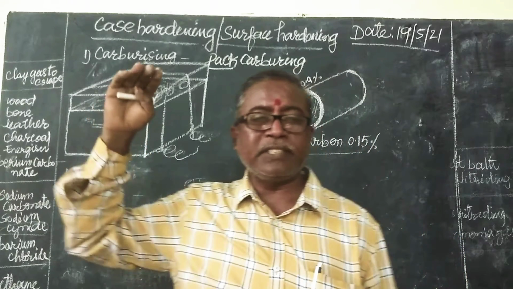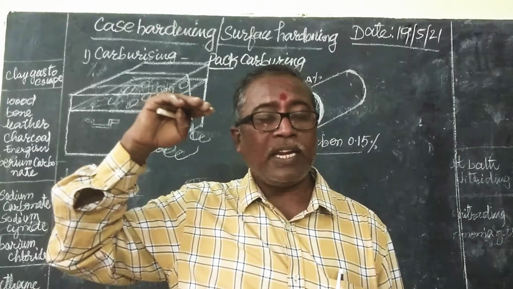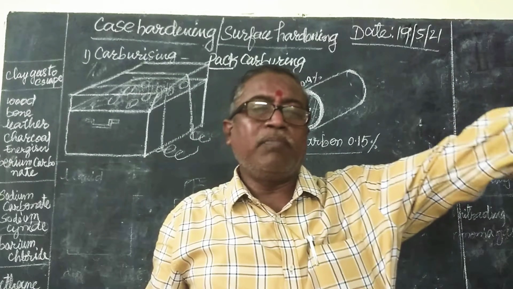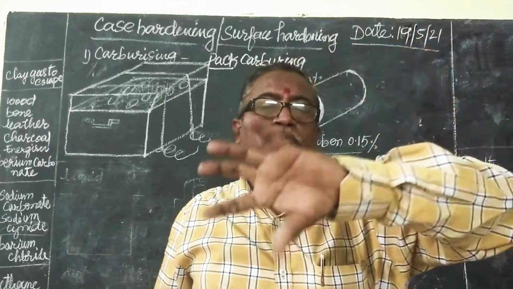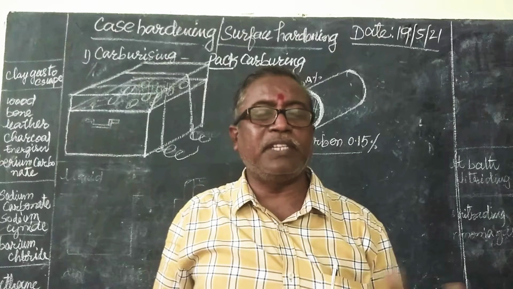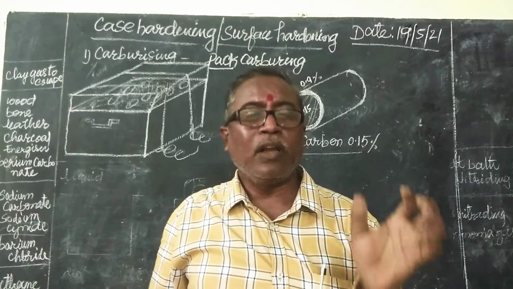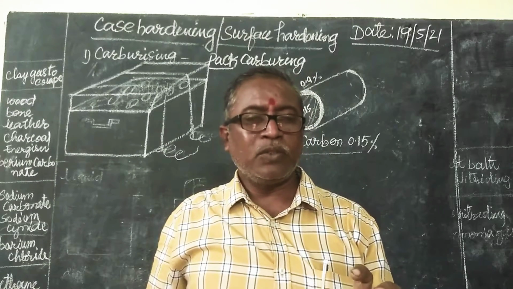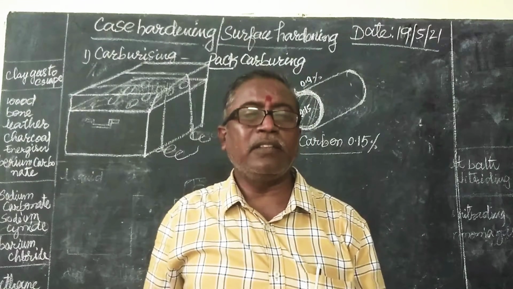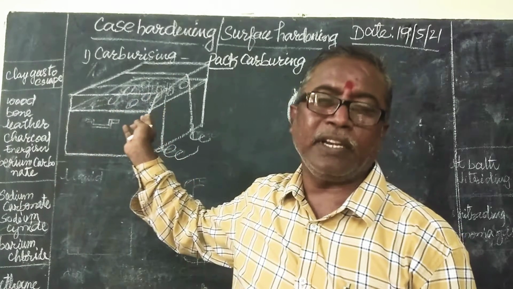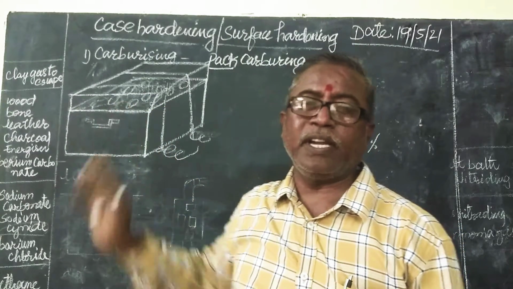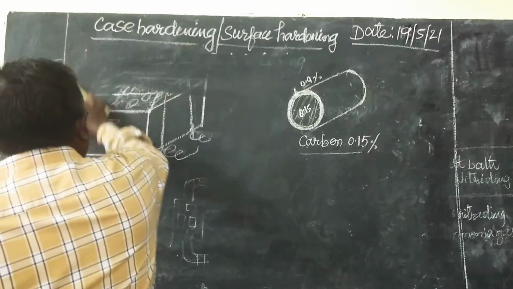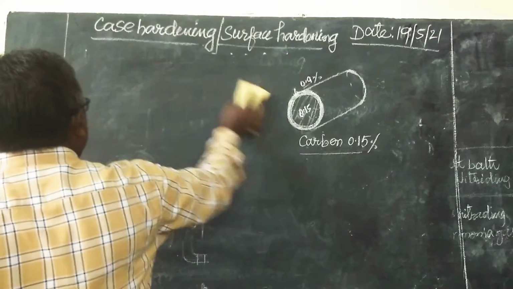Otherwise, what we discussed in the hardening, 0.35, that means 0.4 to some 1.15 up to that range percentage carbon is there, those materials are good for heat treatment. When carbon is low, to add the carbon, this case hardening will be done. So keep that in mind. Then next one, pack carburizing is over.